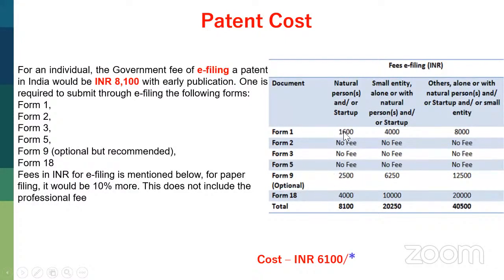So you need to have 1,600 rupees alone to just file a patent. Okay. And once you fill the form 1, pay 1,600 rupees and leave it. After 18 months, it will automatically publish without these extra fees. Okay. And after publication, you want to apply for form 18 also. If not, your patent is abandoned after 48 months. Okay, I hope I made it clear.